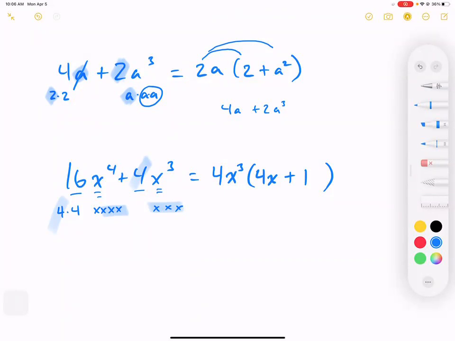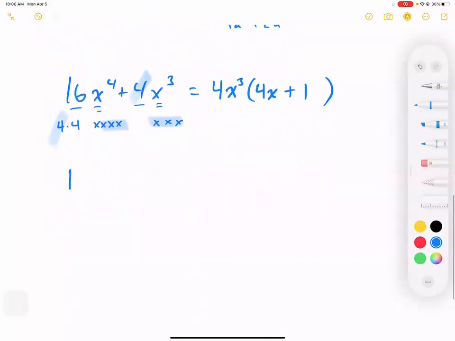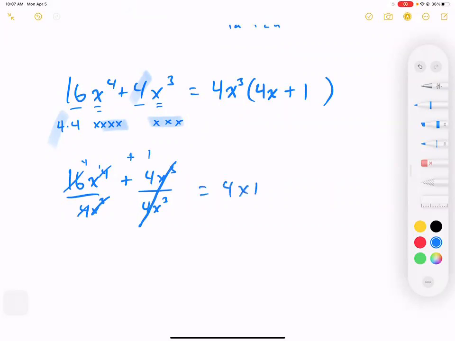So essentially what we're doing, we're dividing. So this is a more complicated way of looking at it. I'm taking 16x to the 4th plus 4x cubed, and I'm dividing out a 4x cubed from each of these. And when I'm doing that, let's see what we end up with. With the 16 and the 4 divided out, and the x to the 4th and x cubed divided out, we're left with 4x in the front, and this divides out to become 1. So we're left with 4x plus 1, right?